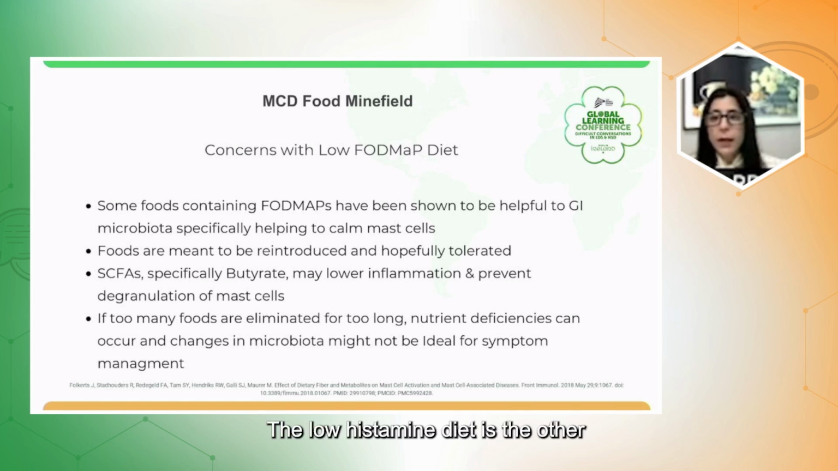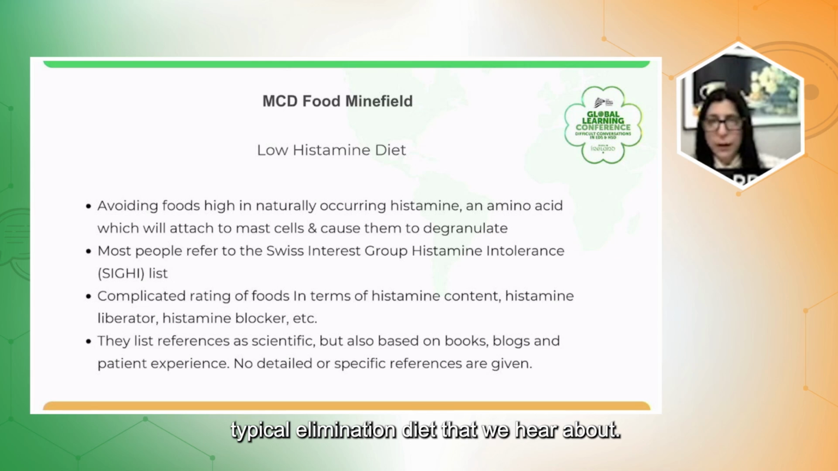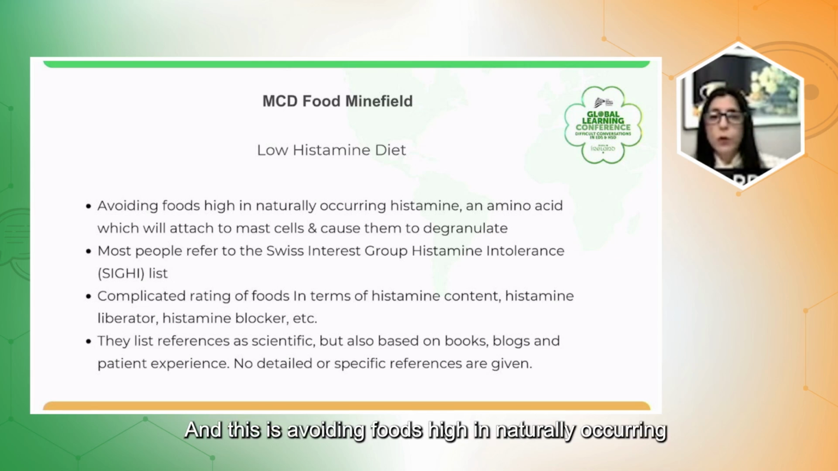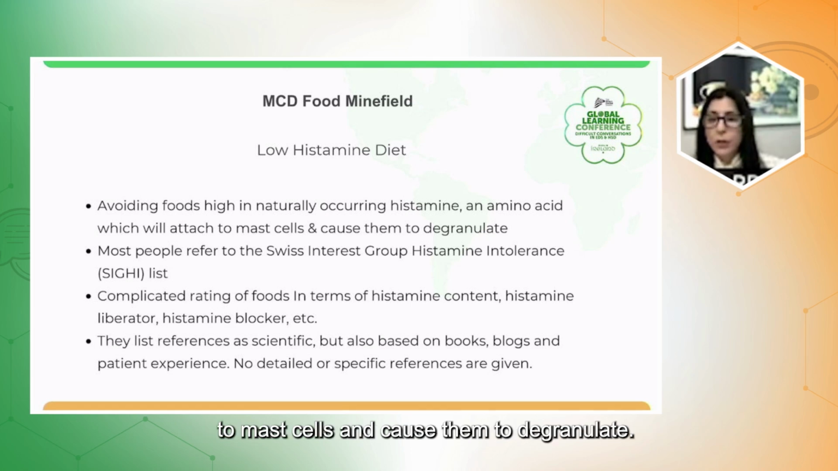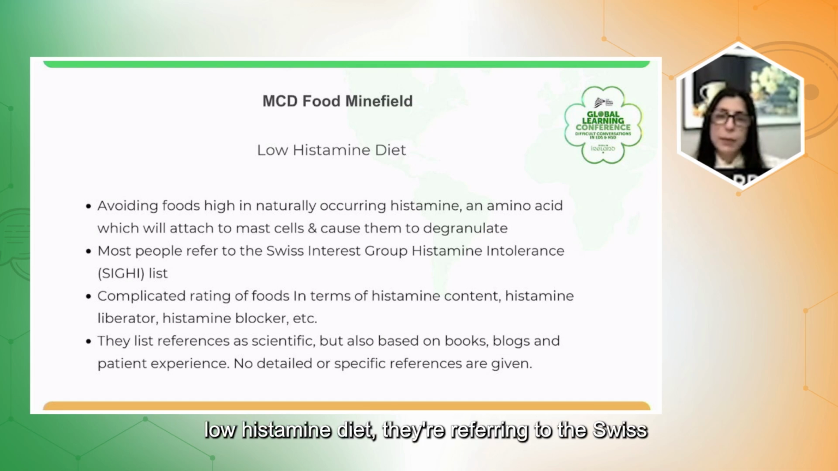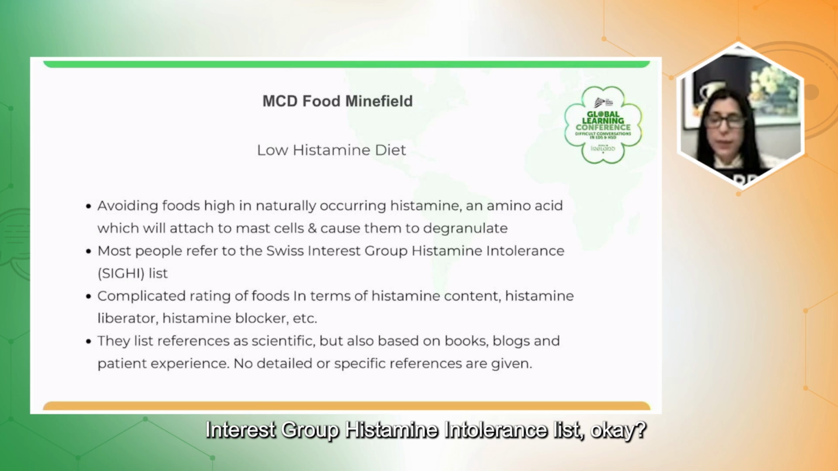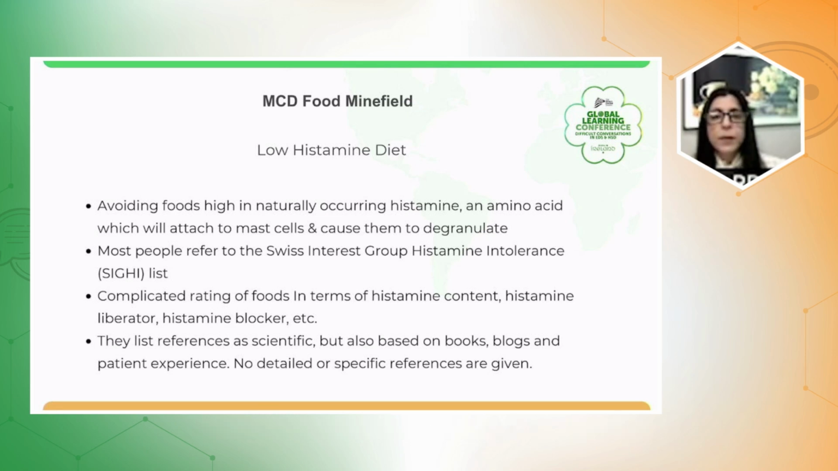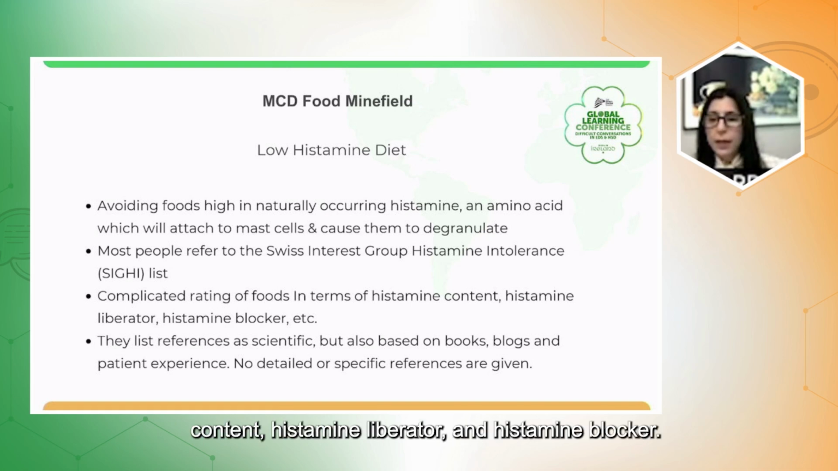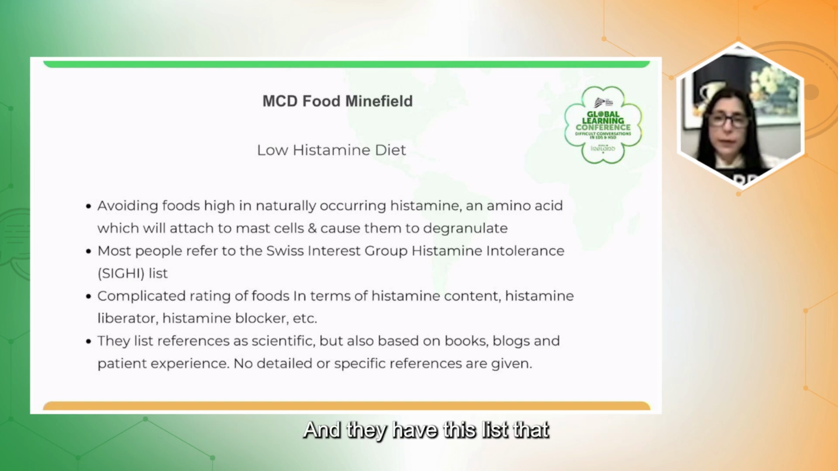The low histamine diet is the other typical elimination diet that we hear about, and this is avoiding foods high in naturally occurring histamine, which is an amino acid that will attach to mast cells and cause them to degranulate. So many people, when they talk about the low histamine diet, they're referring to the Swiss Interest Group Histamine Intolerance List, otherwise known as the SIGI list. And it is a complicated rating of foods in terms of histamine content, histamine liberator, and histamine blocker. And they just have this list that you can download from their website.